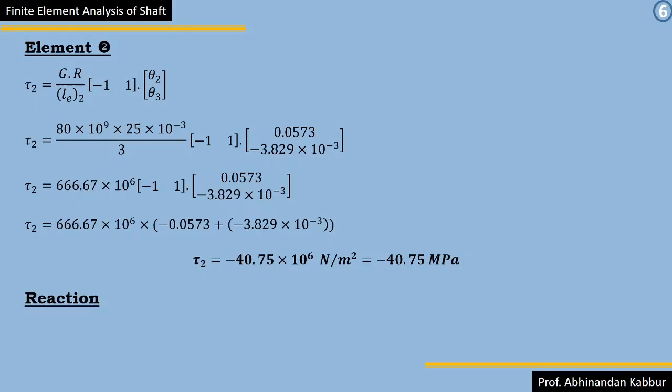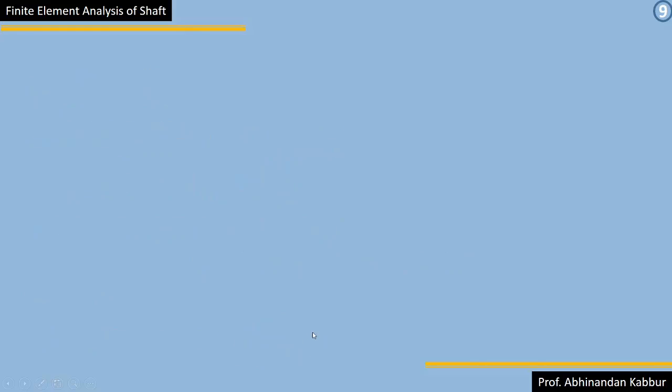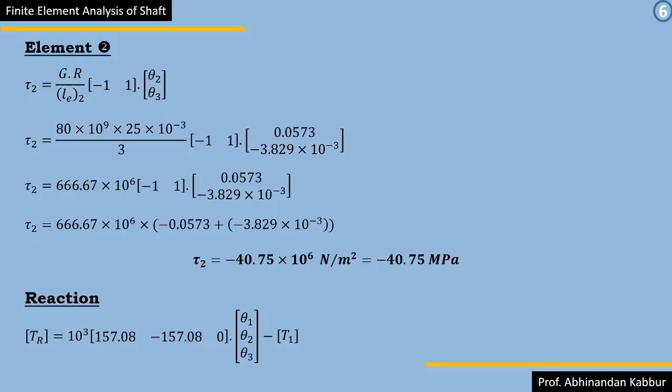Then finally we need to calculate the reaction. To calculate the reaction, I need to consider the first eliminated row. So when I consider the first eliminated row, these are the values of the first eliminated row. Then I have displacements theta 1, theta 2, theta 3, that will be equal to T1. So that I am going to consider. When I take the T1 onto the left hand side, I'll get a minus value, so that is minus T1. Actually this will be equal to T1, but when I have taken T1 to the left hand side, it is minus T1.